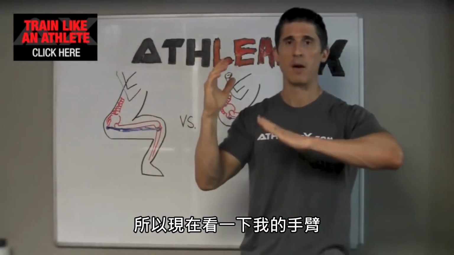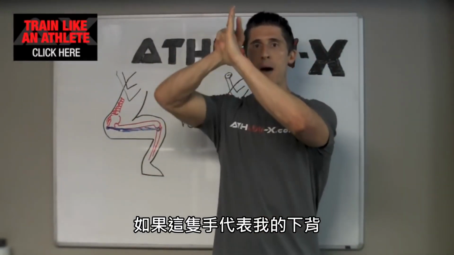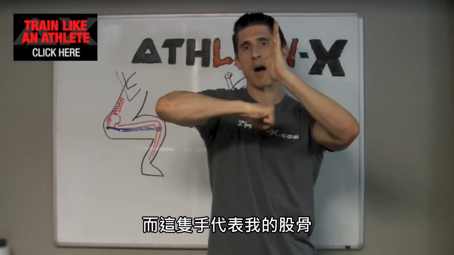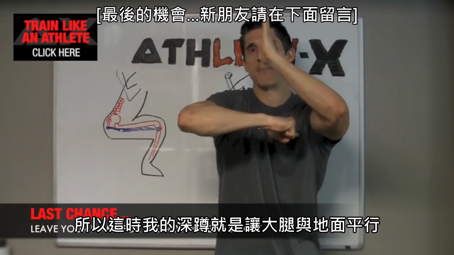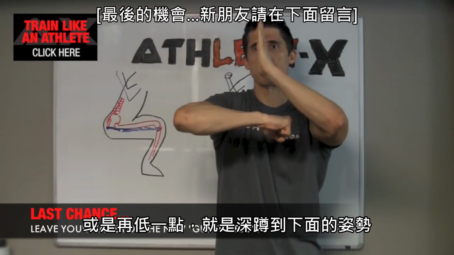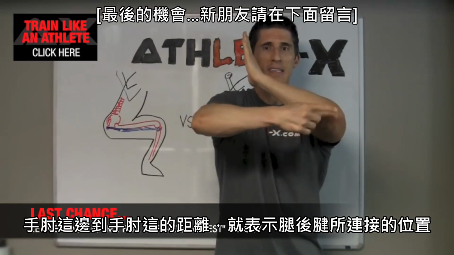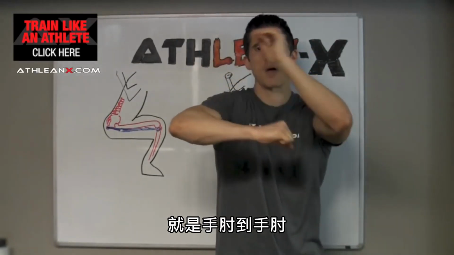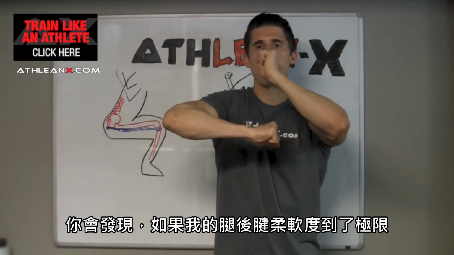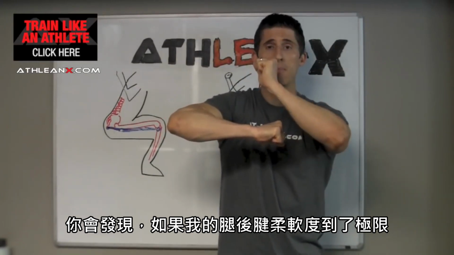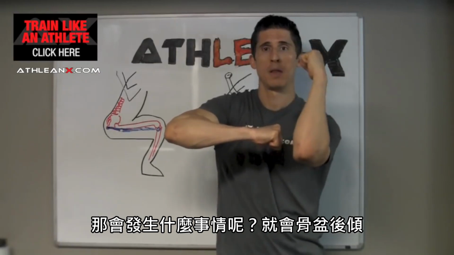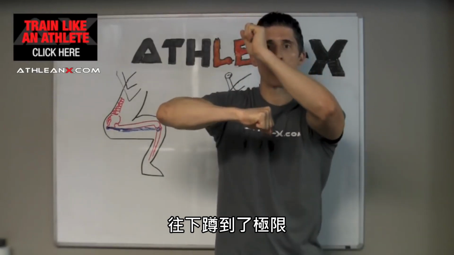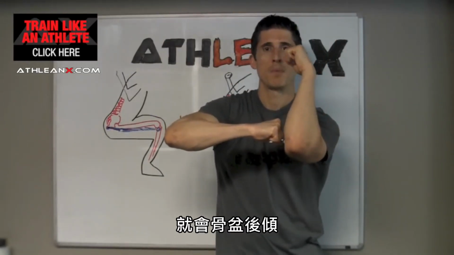So let's take a look at my arms here. If this arm here represents my low back and then my butt out here, okay, with the attachment of the hamstrings at the end, and this arm represents my femur. So here I am in the bottom of a parallel squat, or lower, right to the bottom of the squat. If these distances between this elbow and this elbow, these are the attachments of the hamstrings, right along here, elbow to elbow, you can see that if I reach a point where I no longer have any more flexibility left in that hamstring, what happens? That, posterior tilt. Here, good arch in my low back, going down, can't get there anymore. Posterior tilt to the pelvis.